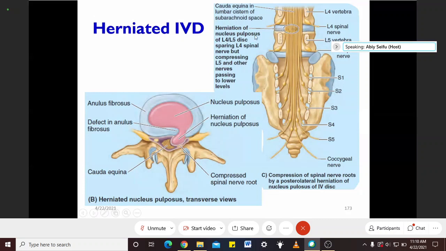Okay, but the degree of compression of the nerve is also related to the amount of the nucleus pulposus that protrudes towards the vertebral canal. So it may compress all of the nerves found inferior to it, or only some of the nerves, especially from one side. Okay, it determines the degree of herniation.